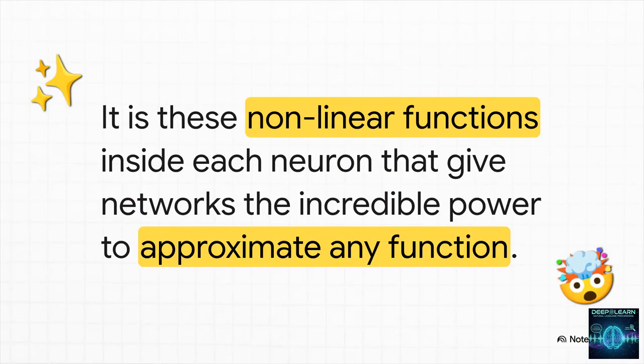It's not really the number of layers that's magic, it's the non-linearity that you bake into each neuron. That's the secret sauce. That's what allows a neural network to become what we call a universal function approximator, which is just a fancy way of saying it can learn to model pretty much any complex relationship you can throw at it.